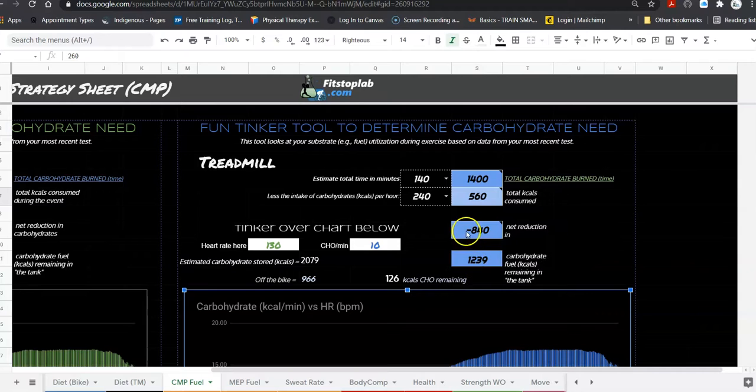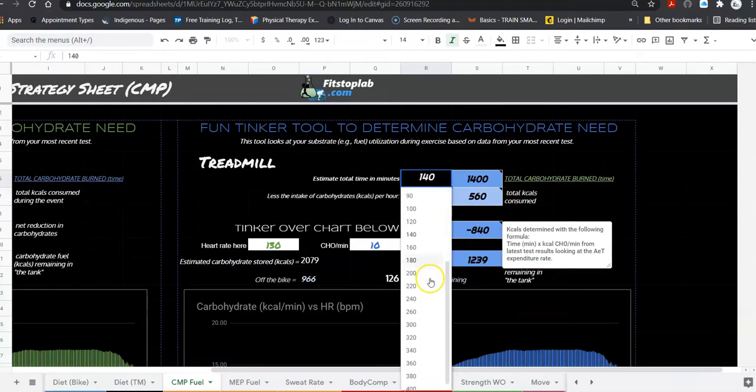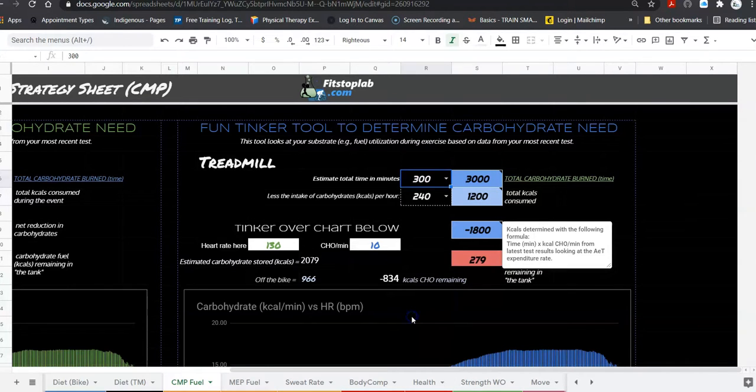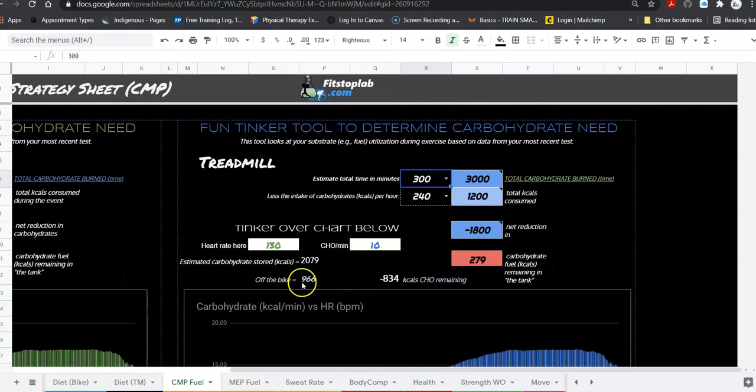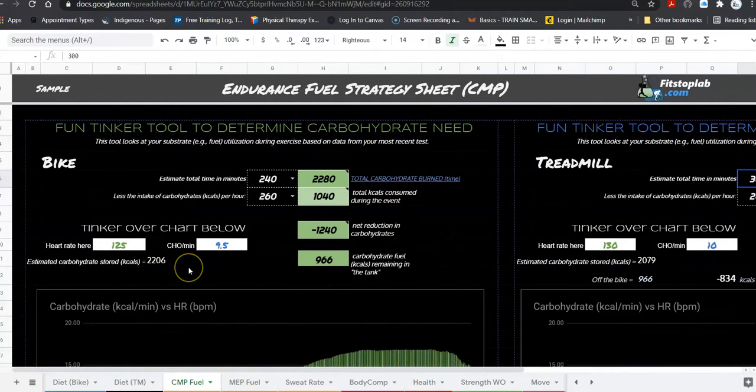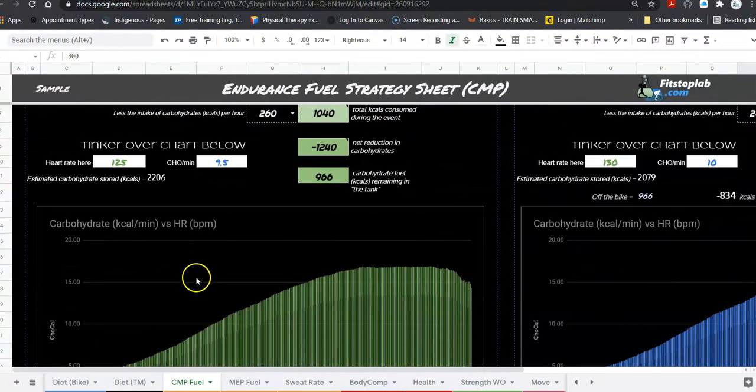That would be good if we were only doing, here we're going to use this as, let's say, a 5-hour marathon. And that's not good even if we were just doing a marathon. Right here we have 966, and based off of this left in the tank, not the 2079, we are at a negative 834 calories. So this strategy for this individual would not be appropriate if he was running the race tomorrow.